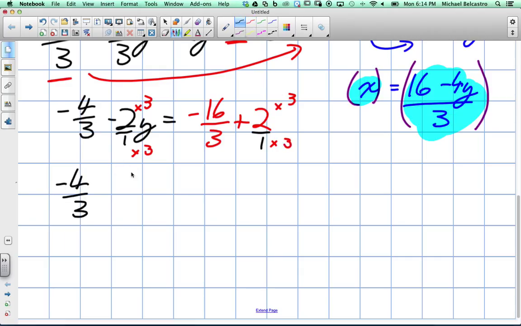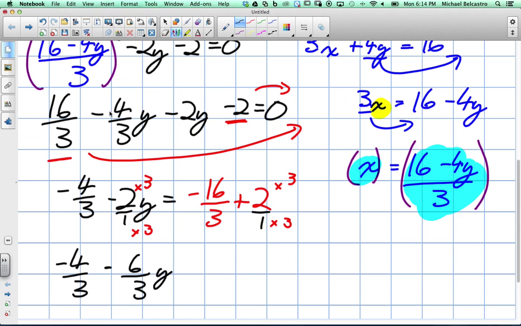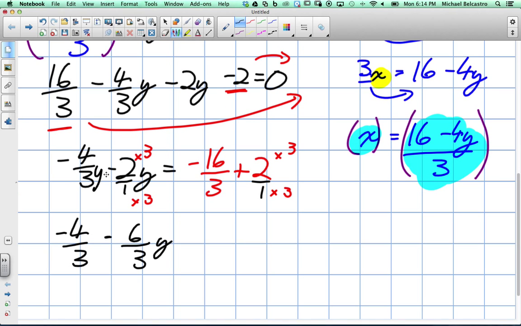What will negative 2 times 3 be? Negative 6. Yeah, negative 6 over 3y. Oh, sorry, and there should be a y attached to that. Did I lose it in the process? I did. There should be a y attached to that. Those are like terms. Can you see the negative there? Okay, and this will be minus 16 over 3 and plus 6 over 3.